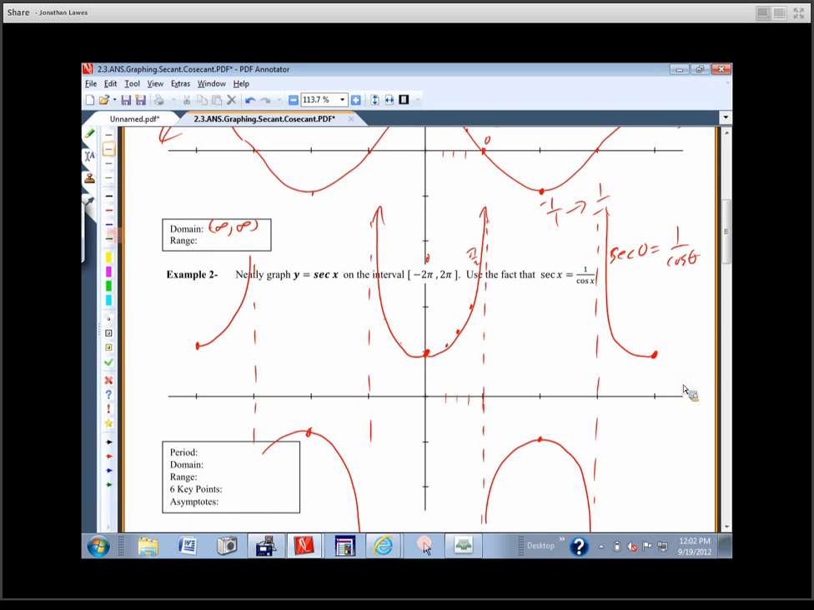Okay, I'll erase that. This is one cycle. We'll call it one fundamental cycle. So these would be the key points on this graph. Okay, if you were going to graph one cycle, you'd have to graph this branch going up and this branch going down. Any questions there?